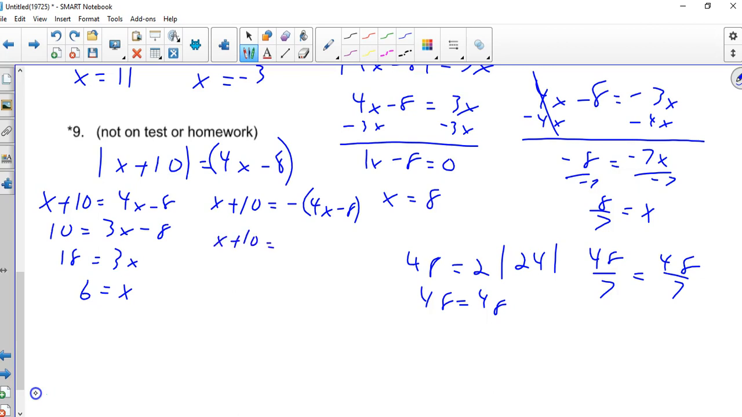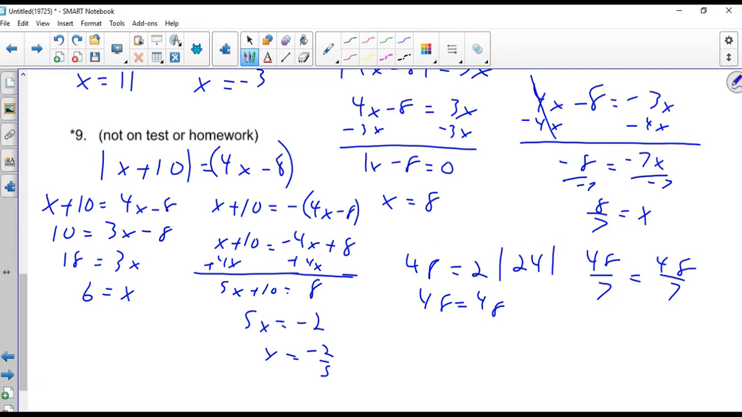This one is x plus 10 equal to negative 4x plus 8. I'm going to add 4x to both sides and get 5x plus 10 equals 8. I'm going to subtract 10, sorry, I said 8 and wrote 10. I'm going to subtract 10 and get 5x equals negative 2, x equals negative 2 over 5. So when you plug 6 in, you get a correct answer. When you plug in negative 2/5, you end up with negative 9 3/5 equals positive 9 3/5. So this is extraneous.